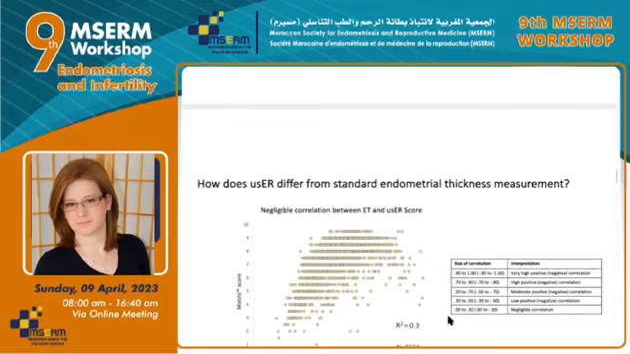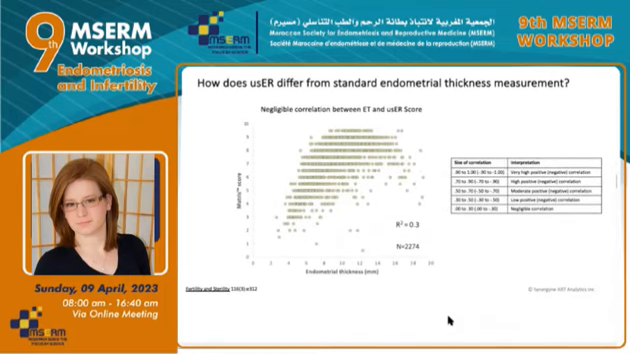So the next question that we usually get from there is, is this user score any different from an endometrial thickness measurement? And the data that we have to address this question was presented at ASRM last year. So what we did here was a regression analysis to see if there's any correlation between endometrial thickness and user score. And we did this using cycle data from all of the cycles in our database, which have outcomes on file. And that was about 2,274 cycles.